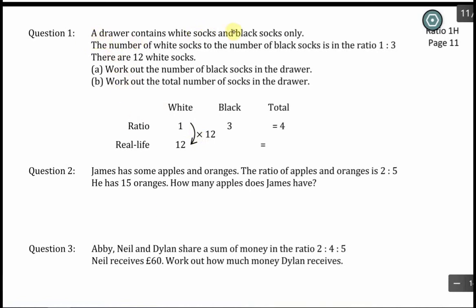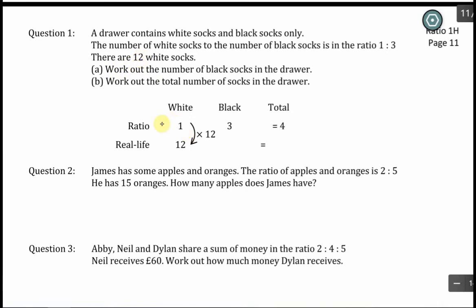A drawer contains white socks and black socks only. The number of white socks to the number of black socks is in the ratio 1 to 3. There are 12 white socks. So we're used to seeing questions from the previous page where it would say in total there are however many socks. But this time they've given us just the number that are white.